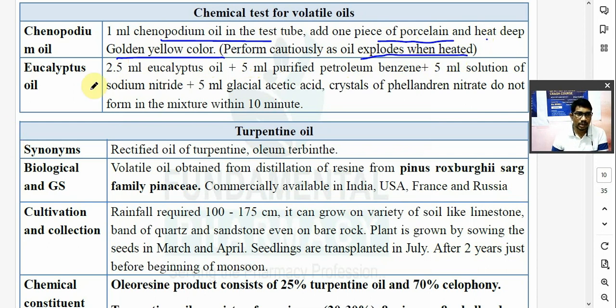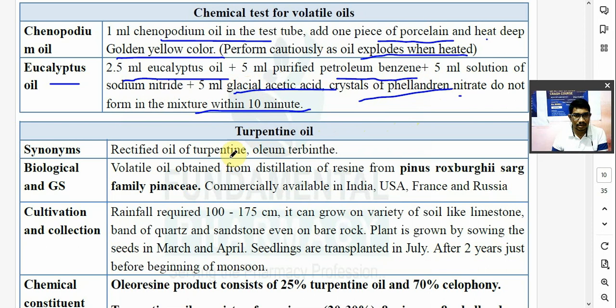Then eucalyptus oil होता है, उसका टेस्ट क्या है? So you have to take 2.5 ml oil in 5 ml purified petroleum or benzene. Then you have to add 5 ml sodium nitrite and 5 ml glacial acetic acid. Crystals of palladium nitrate do not develop or do not form within 10 minutes. So after 10 minutes you are going to get a crystal of palladium. Within 10 minutes you will not get this.